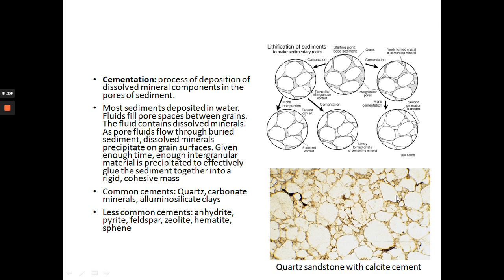So this is calcite cement. These were not primary grains. They were precipitated here after deposition. They filled in the pores, so they have reduced porosity. Okay, so I have calcite cementation in this quartz sandstone.